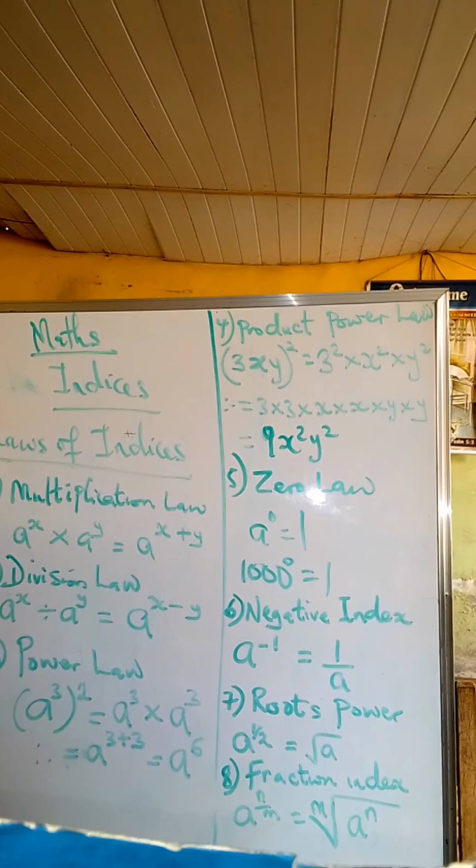Zero law, anything raised to the power 0 is 1, a raised to the power 0 is 1, 1 times 0 raised to the power 0 is 1. We have the negative index, a to the power minus 1 is 1 over a. We have the root power, a to the power 1 over 2 equals root a. Then we have the fraction index, a raised to the power n over m equals the root of m, a raised to the power n.